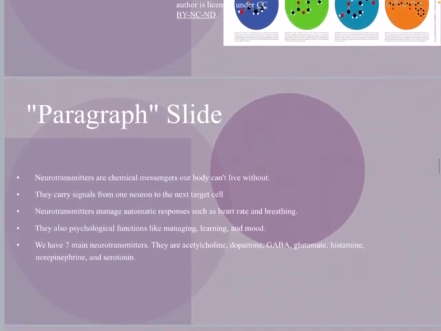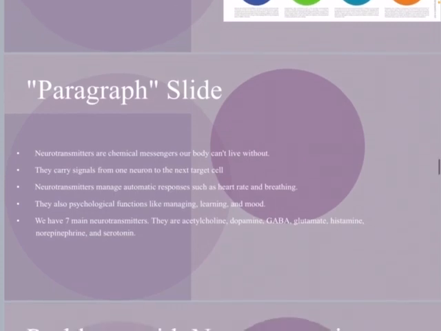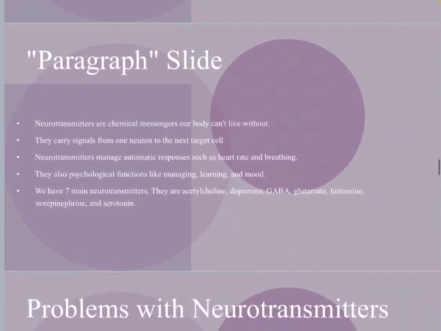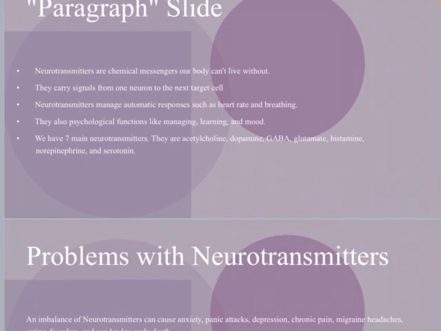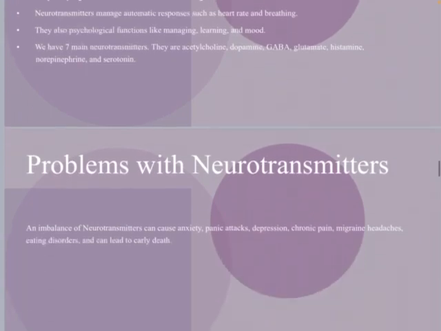Neurotransmitters are chemical messengers our bodies can't live without. They carry signals from one neuron to the next target cell. Neurotransmitters manage automatic responses such as heart rate and breathing. They also have psychological functions like managing learning and our moods. We have 7 main neurotransmitters. They are acetylcholine, dopamine, GABA, glutamate, histamine, norepinephrine, and serotonin.